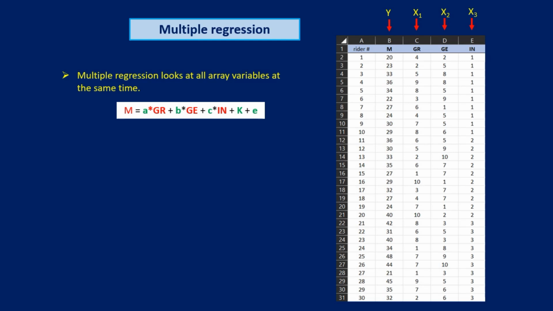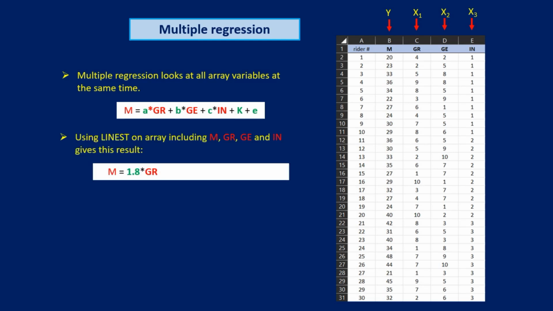In a multiple regression on an array of m, gr, ge, and in, LINEST calculates coefficients for each explanatory variable and a single constant. It also calculates the explained variation of all three explanatory variables combined with no double counting. Here are the results. The coefficient of gr equals 1.8, the coefficient of ge equals 1.3, the coefficient of in is 4.4, and the constant is 6.2. So here's the equation for m that LINEST estimates using multiple regression.